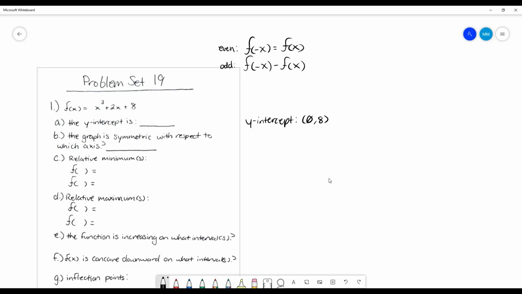So let's see if it's an odd function now. To test if it's an odd function, that's going to be the case when f of negative x equals negative f of x. So again, plug in that negative x. f of negative x equals negative x cubed minus 2x, but still plus 8. A negative applied to the whole function would be this, which is not equal to this. So this function is not symmetric with respect to either axis. So neither.